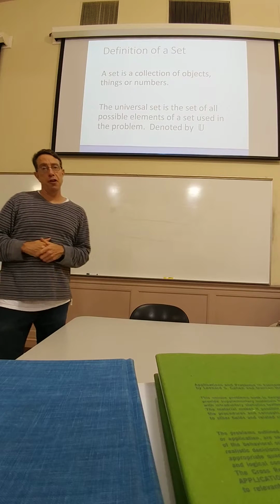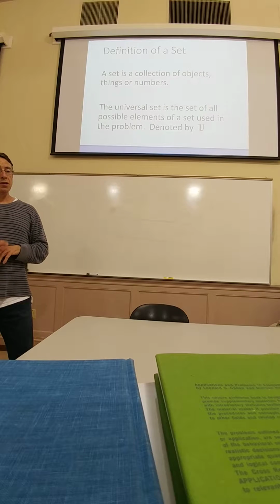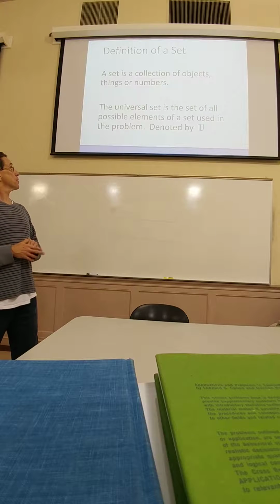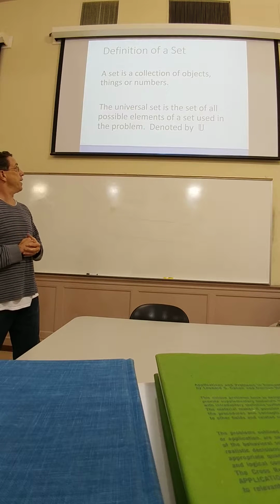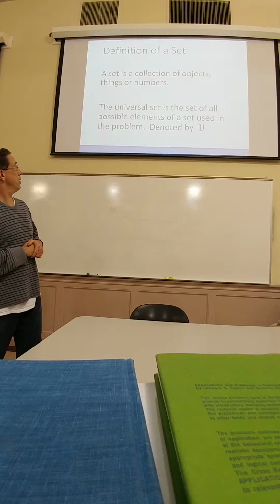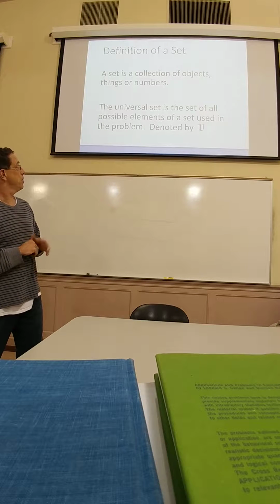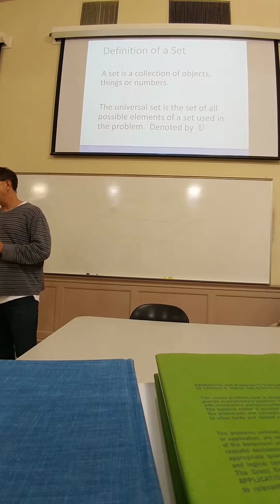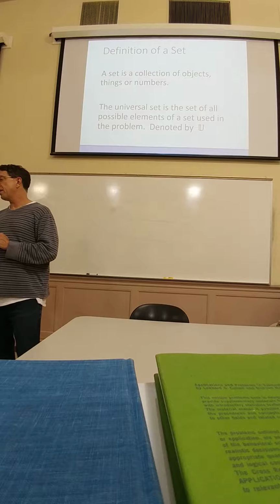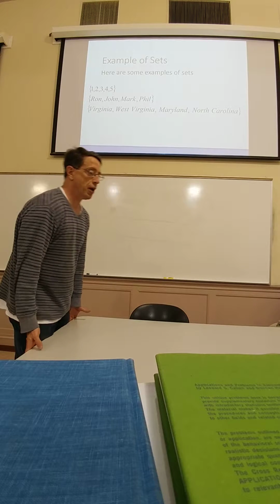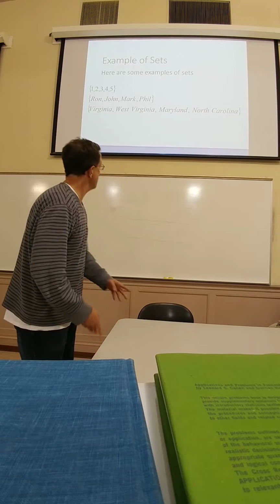This first definition, the universal set, we'll talk about more specifically when we get to union, intersection, and complement. But for right now, the universal set is basically the set of all possible elements used in the problem, denoted by a script U. Typically that is the symbol they use to represent the universal set. Forgive me, I'm going to move this forward a little bit.